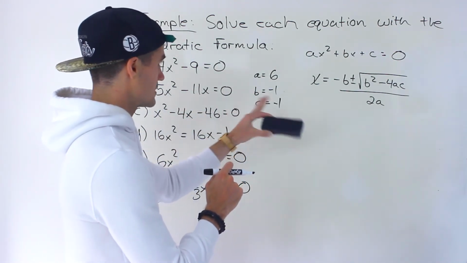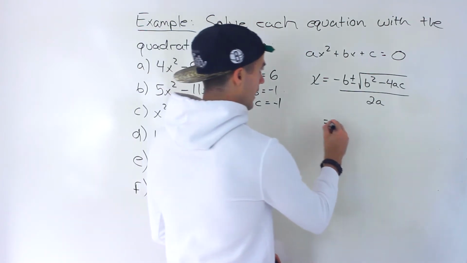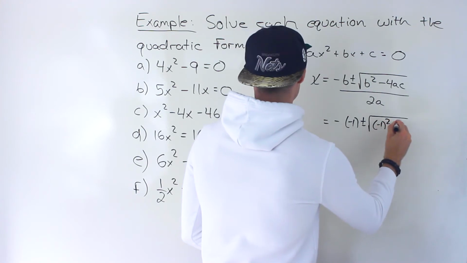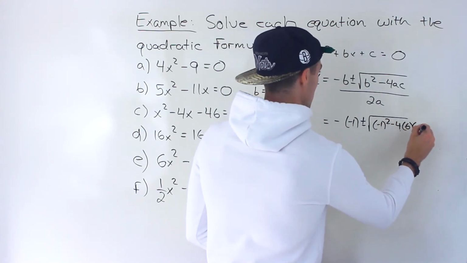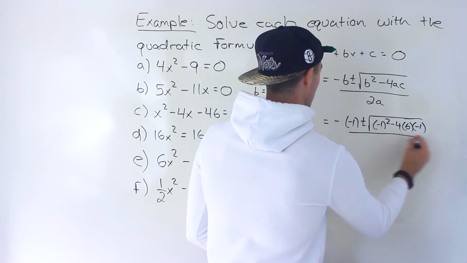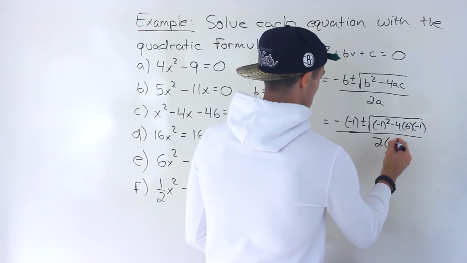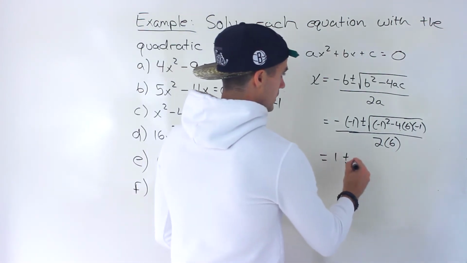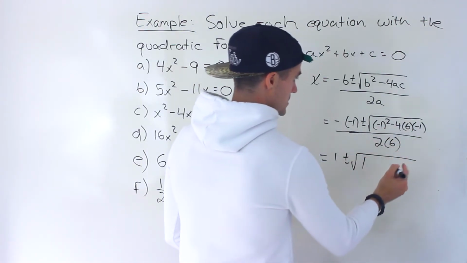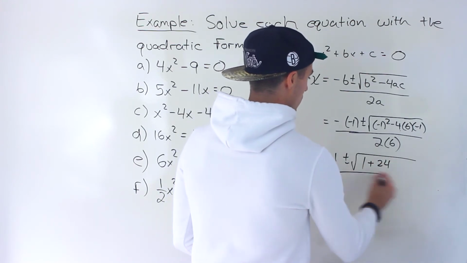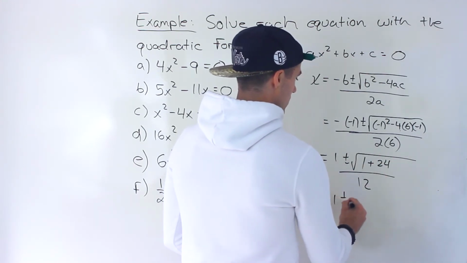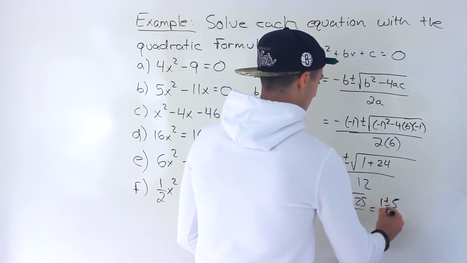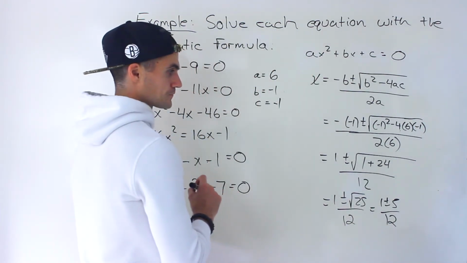So let's take this, plug it in there. We'll have negative 1 plus or minus, negative 1 squared minus 4 times the a value of 6 times the c value negative 1. And then we'll be all over 2 times that a value of 6. So this would be 1 plus or minus, this would be 1. Negative 4 times 6 times negative 1 will give us positive 24, all over 12. 1 plus or minus root 25 over 12. 1 plus or minus 5 over 12, like that.